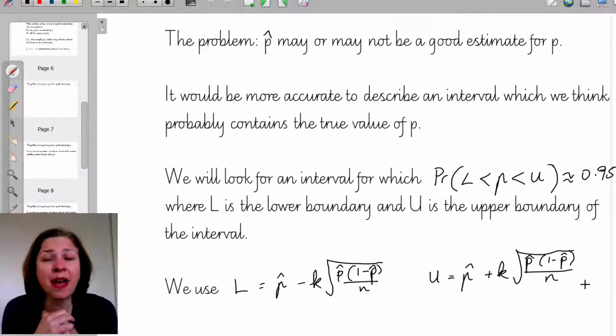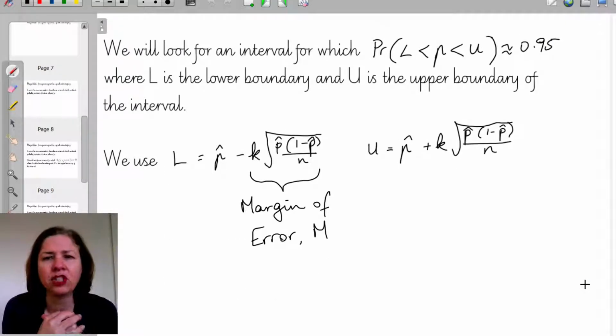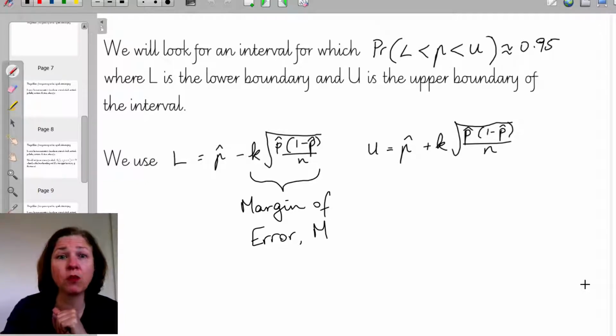And then for my upper boundary, it's the same formula, but I'm adding that extra part. So I've just shifted that up a little bit so you can see it. The thing that I'm adding and subtracting is called the margin of error. And there will be questions when you're actually just asked to calculate the margin of error. This is the formula that you need: K times the square root of p hat times (1 minus p hat) over n.